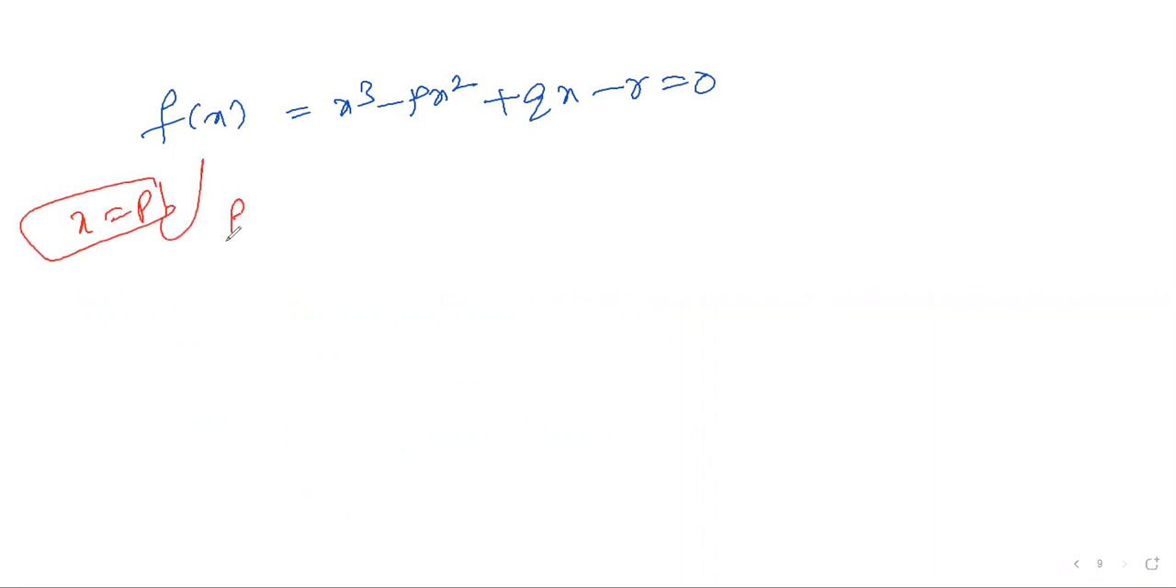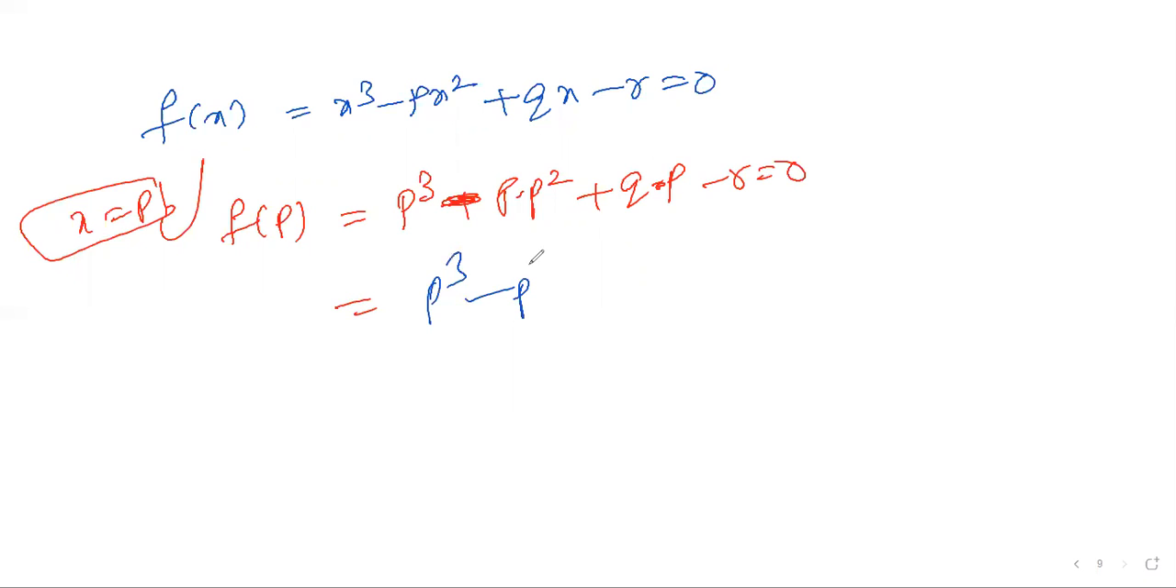f of x is equal to x cube minus px square plus qx minus r equals 0. I got x equal to p. I want to substitute f of p, which is p cube minus p into p square plus q into p minus r equals 0. So p cube minus p cube plus pq minus r: the cubes cancel, right? So pq minus r is equal to 0. This is the condition.